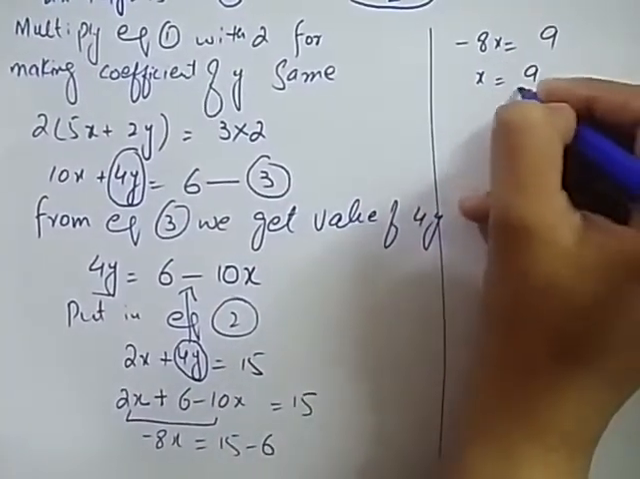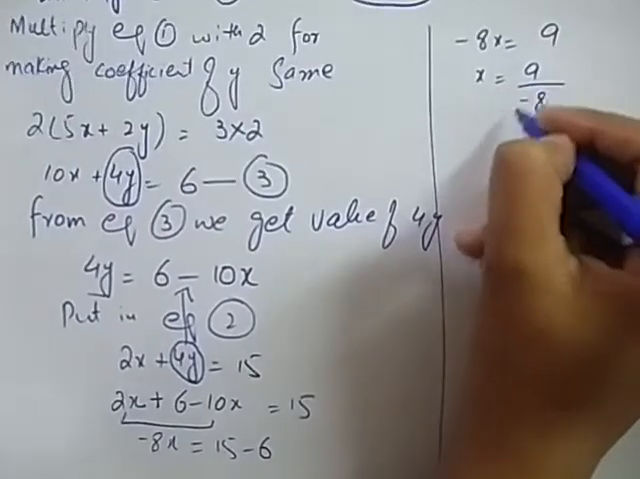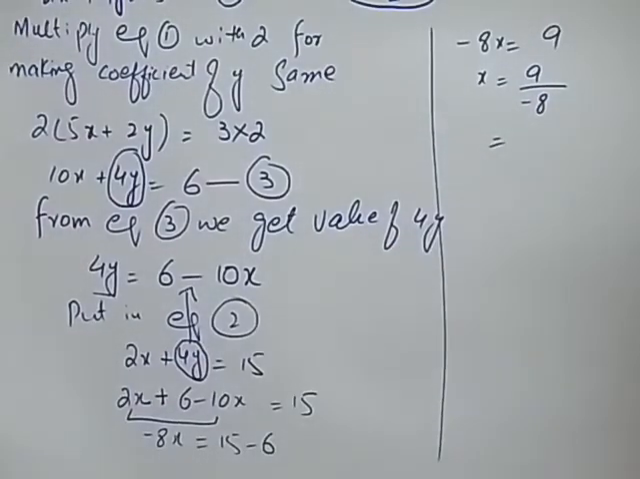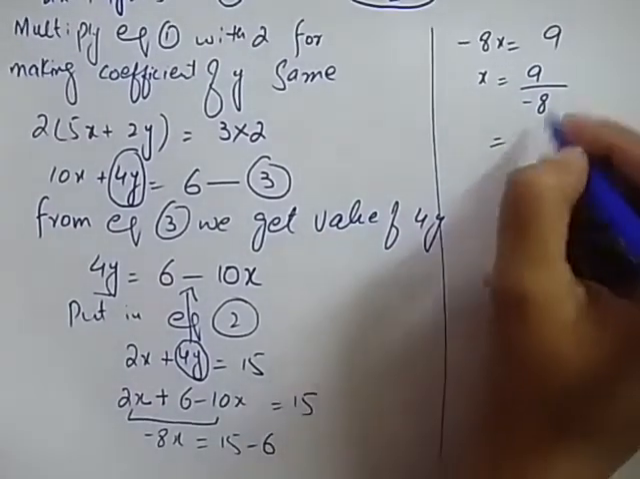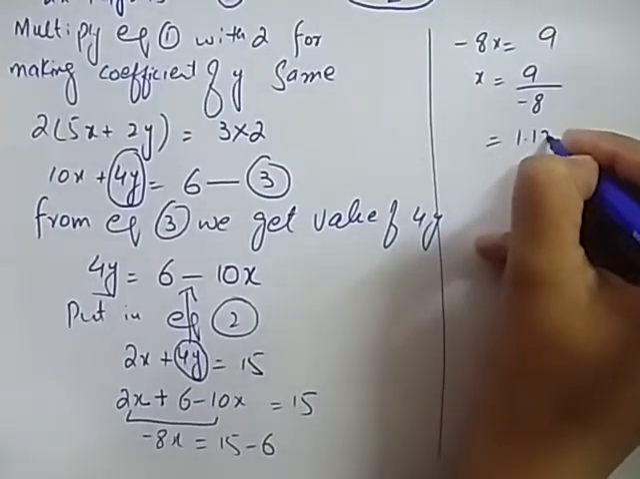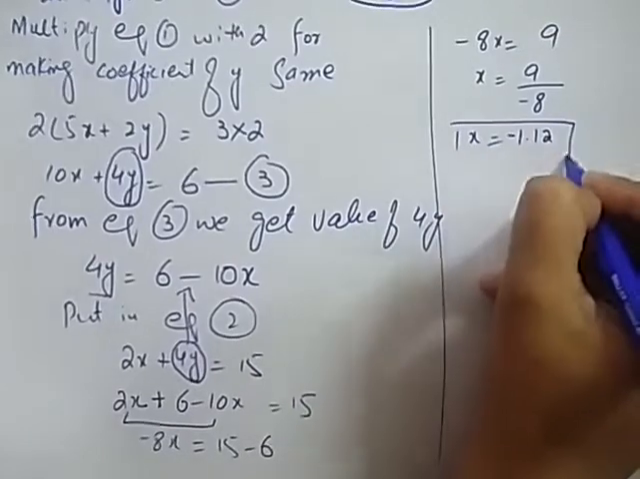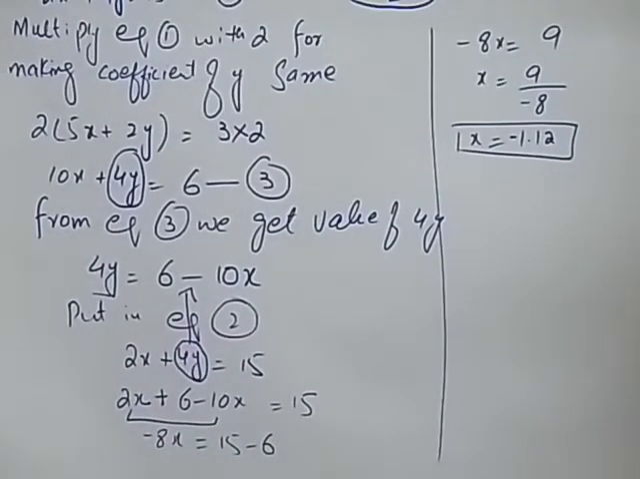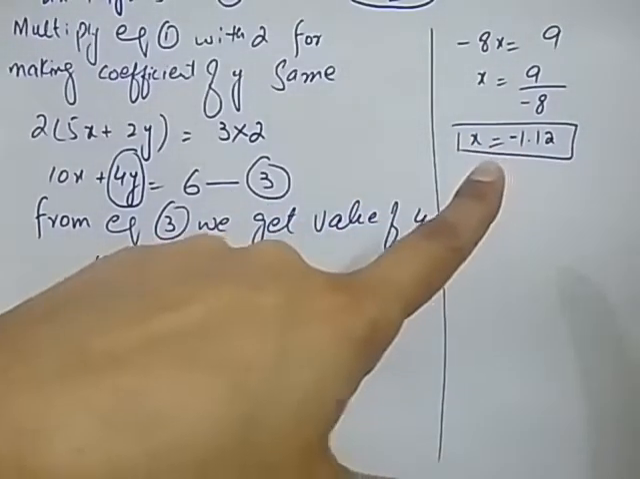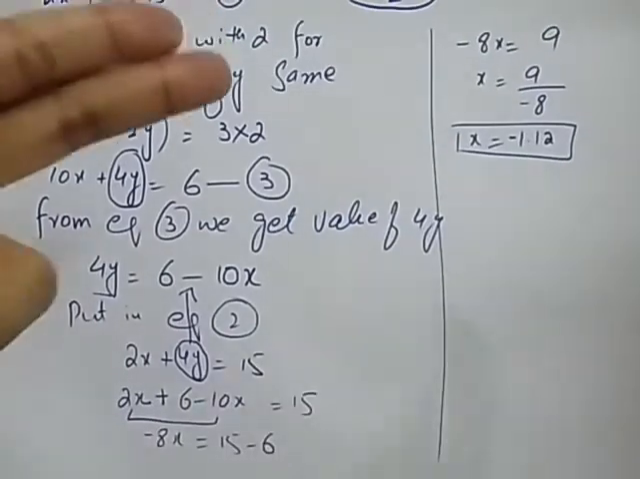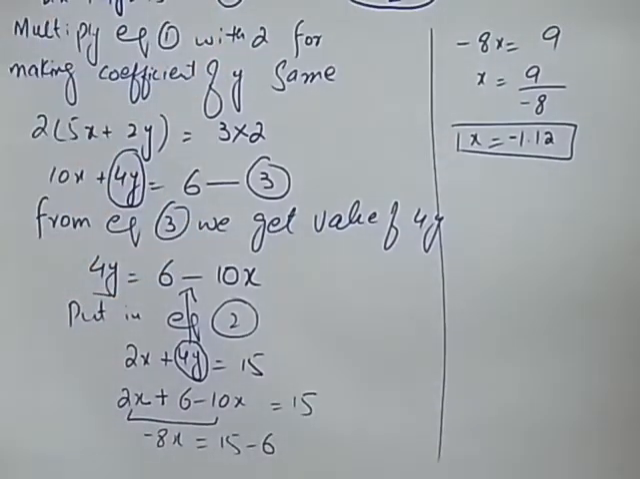So x is equal to 9 over minus 8. Okay. So 9 divided by 8, we get the answer, that is 1.12. So x is equal to minus 1.12. Now you can put this value of x in equation number 1, in equation number 2, or in equation number 3. It's up to you.